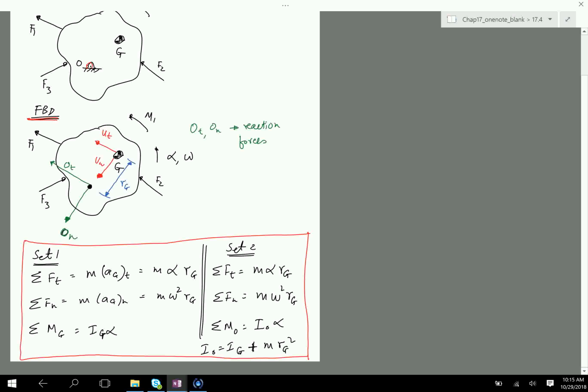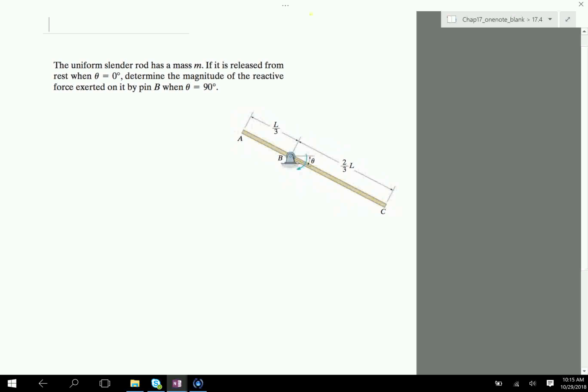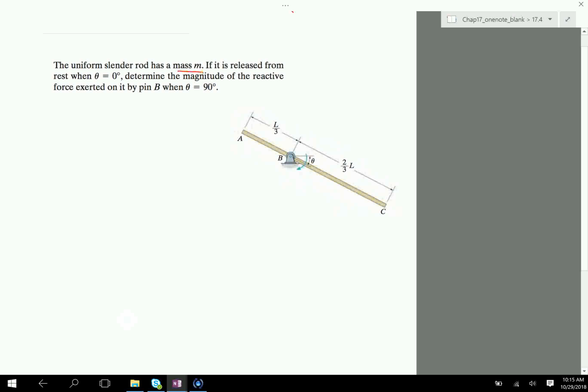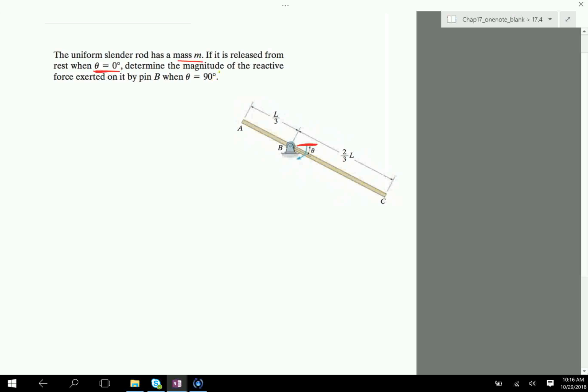So let's try to solve problems and see how these equations actually apply. The uniform slender rod has a mass m. It is released from rest when theta is 0 degrees. Theta is the angle made by the rod with the horizontal, so when theta is 0 degrees, the bar ABC is horizontal. Determine the magnitude of the reactive force exerted on it by pin B when theta is 90 degrees. So we need to find the reaction forces at B when theta is 90 degrees.